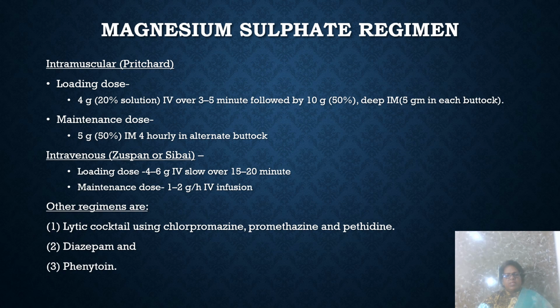Then intravenous regime, loading dose of 4 to 6 gram IV, slow over 15 to 20 minutes, maintenance dose of 1 to 2 gram IV infusion. Then other regimes for eclampsia include lytic cocktail using chlorpromazine, promethazine and pethidine, diazepam and phenytoin. So these are the other regimes, if magnesium sulfate cannot be used for the patient.